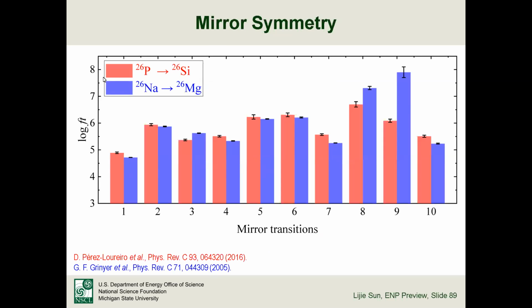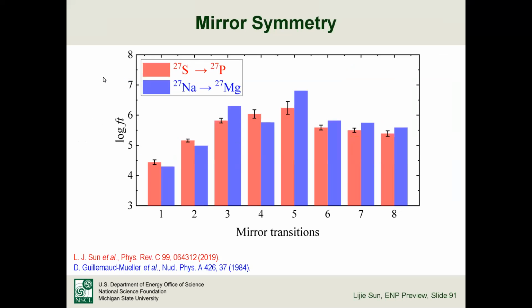Let's give you a big picture, let's take a look at the mirror asymmetries reported in the nearby SD shell nuclei. This is phosphorus-26. This is a very comprehensive work done by our group. We highlighted in the green box here. We can clearly see the asymmetry between some mirror transitions between phosphorus-26 and sodium-26.